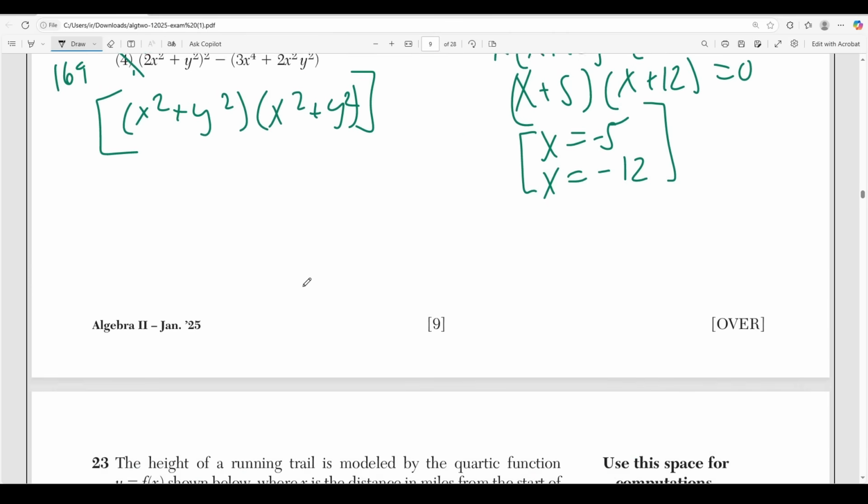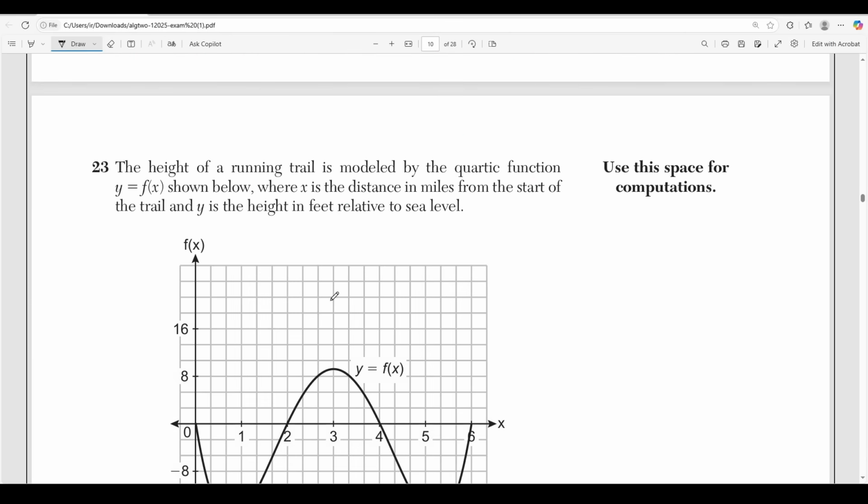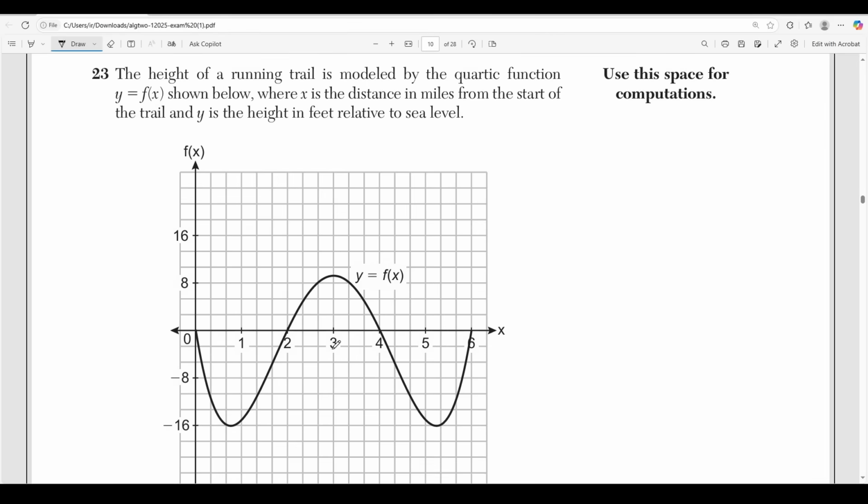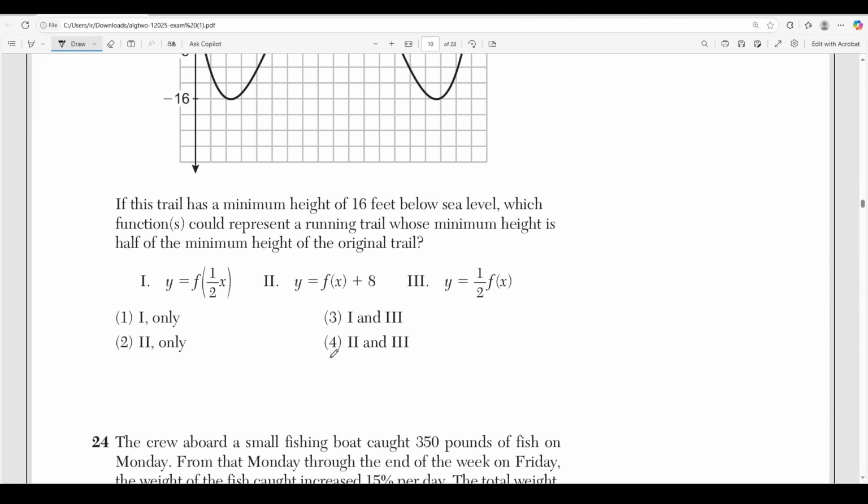All right, number 23 says the height of a running trail is modeled by the quartic function y is equal to f of x, where x is the distance in miles from the start of the trail and y is the height in feet relative to the sea level. So if this trail has a minimum height of 16 feet below sea level, which functions could represent a running trail whose minimum height is half the minimum height of the original trail?